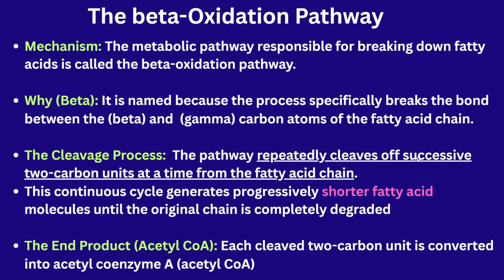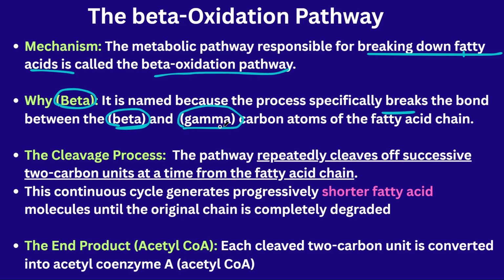So we have to understand what is beta oxidation. The beta oxidation of the fatty acids. Here, the breakdown of the fatty acids is called beta oxidation. Why do we call it beta? Because whenever the fatty acids are broken down, they break between the beta and gamma carbons. So that is the reason, because they are breaking at the beta and gamma region, it is called beta oxidation. So what happens in the cleavage process?